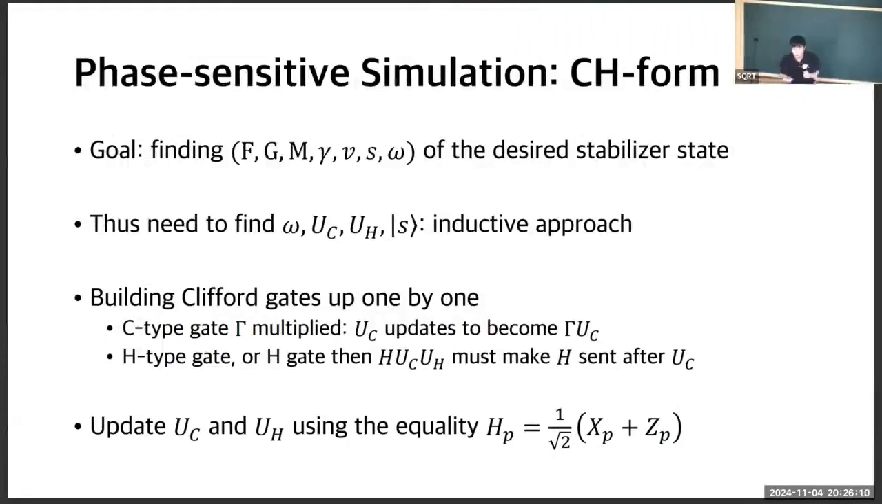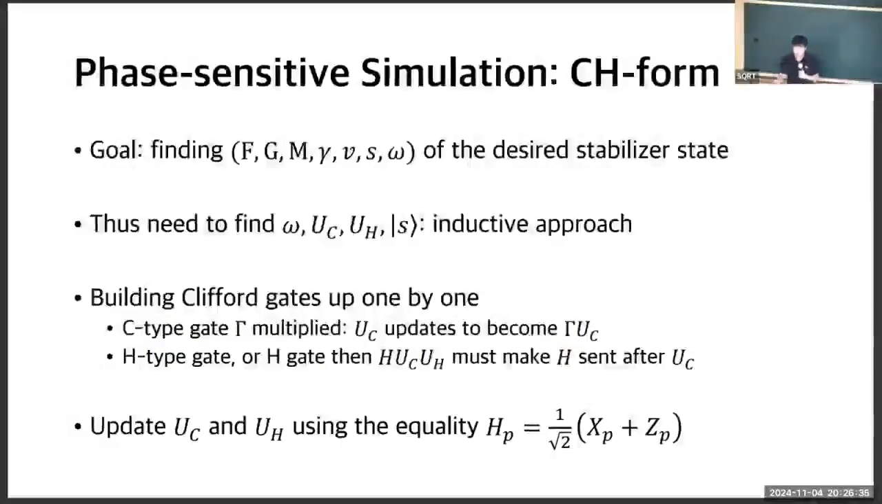So if we start with 0, then if we have one C-type gate applied, then we can update UC to gamma UC. And of course, there is no UC realized in that simulation because they are just virtually stored in F, G, M, gamma. So we can just change F, G, M, and gamma according to that C-type gate gamma.